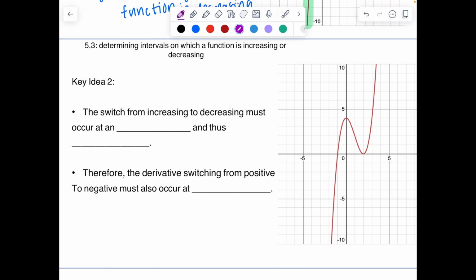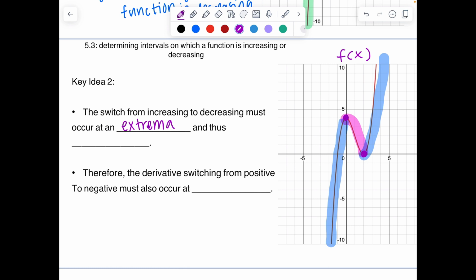So the switch from increasing to decreasing must occur at an extrema. So if you guys look, this is just like the regular graph, okay? And this first concept right here is something that you would have learned in like Algebra 2 or Pre-Calc. All of the places where it's switching from increasing to decreasing, so here it's switching from increasing, now it's decreasing, and then it's going to start increasing again, okay? The switch happened at a relative max, and then this switch happened at a relative min.